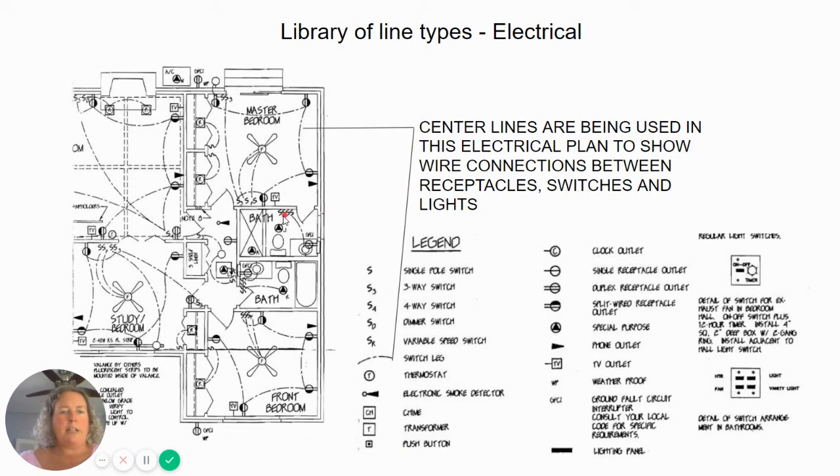Here's an example of an electrical plan. In this case, a center line is being used here. If we look at the legend, it's not being used to represent the center of something, it's actually being used as the line pattern to indicate the connections between the receptacles, the lights or fans, and switches that are connected. So it's the theoretical wiring between those things to show how they're going to be connected.